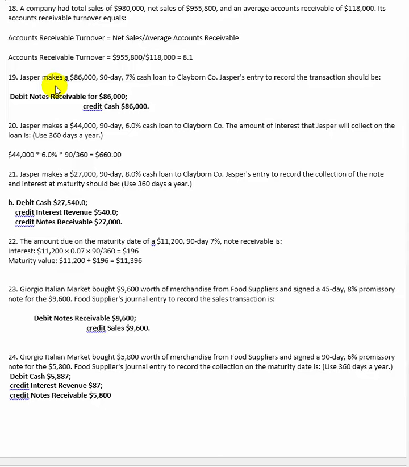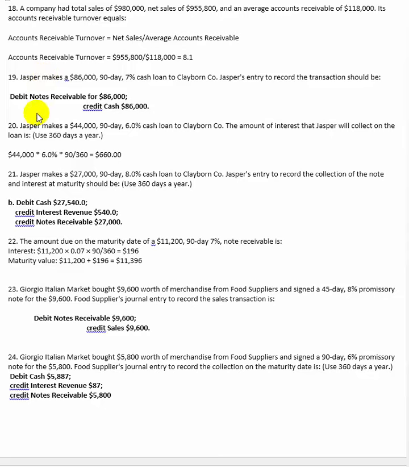Number 19. Jasper Company makes a $86,000 90-day 7% cash loan to Claiborne Company. Jasper's entry to record this transaction should be what? We're going to debit notes receivable for $86,000 and we're going to credit cash for $86,000 on the books of Jasper.